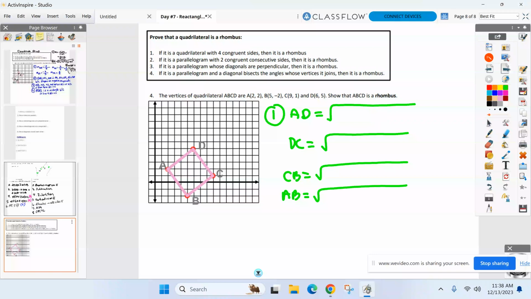Okay, so I do the distance formula. Again, guys, they have to be the same. If you got three that are equal and one that's not, you did something wrong. So it should all come out to be the same. And then in step 2, you tell me all 4 sides are congruent. And then you end it with it's a rhombus because all 4 sides are congruent. So that's pretty much in a nutshell how these coordinate proofs are going to go.